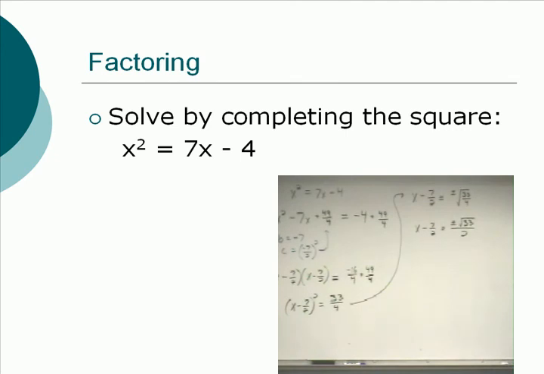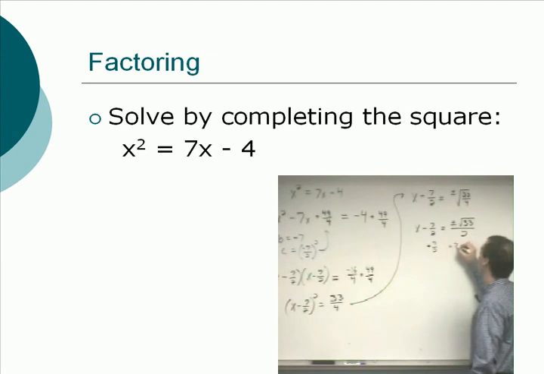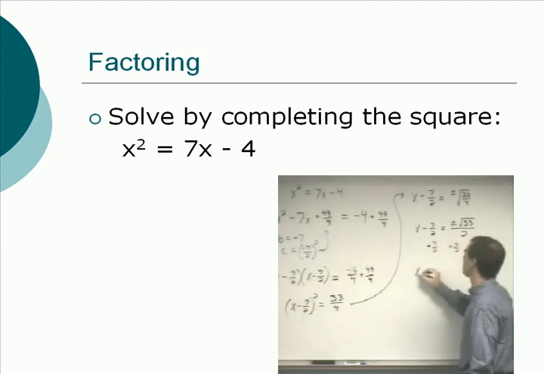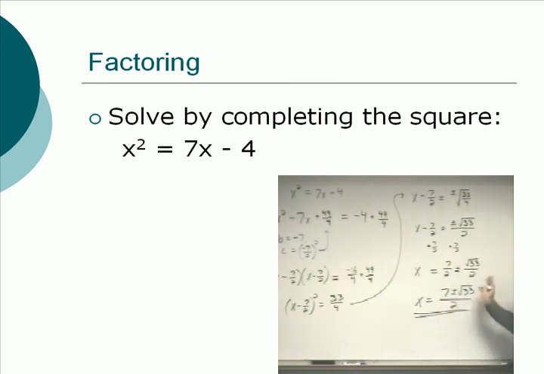And we're 99% done. The last thing we need to do here is add 7 halves. So x equals 7 over 2 plus or minus the square root of 33 over 2, which we put over that common denominator and say 7 plus or minus the square root of 33 over 2, and we're done. We could compute what those decimal values are, but that's exact. And we solved it by completing the square.